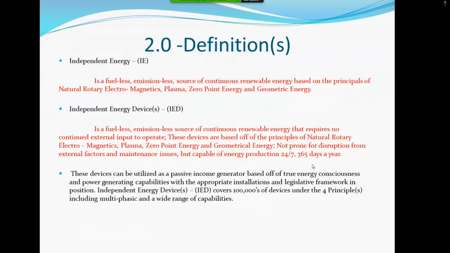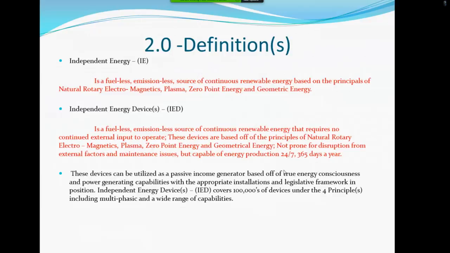These devices can be utilized as a passive income generator based off true energy consciousness and power generating capabilities, with the appropriate installations and legislative framework in position. The independent energy devices cover hundreds of thousands of devices under the 4 principles, including multiphasic and a wide range of capabilities. The new independent energy device we also developed is a hybrid between plasma and natural electromagnetics. It's a pretty cool one.